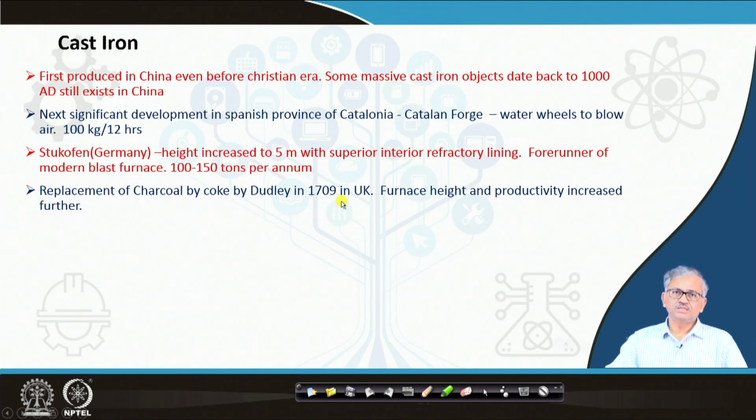This is the early 18th century. So in the UK, this is a great innovation, that is, the charcoal is replaced by coke. Obviously, in that case you can increase the height of the furnace, because coke is stronger compared to charcoal. Charcoal cannot bear much overburden, so it fragments and produces dust, but coke will not. As a result, with the introduction of coke, you can increase the furnace height and also the productivity.